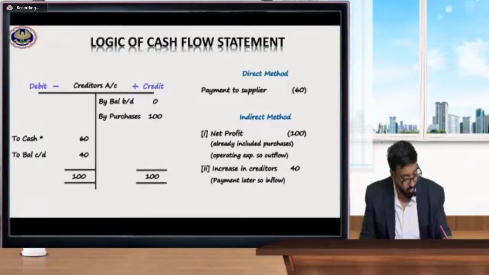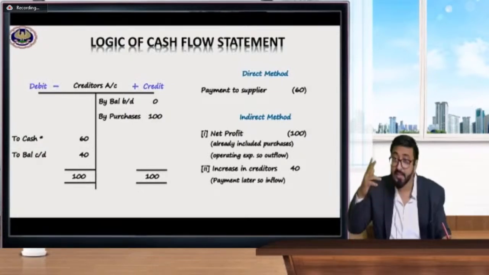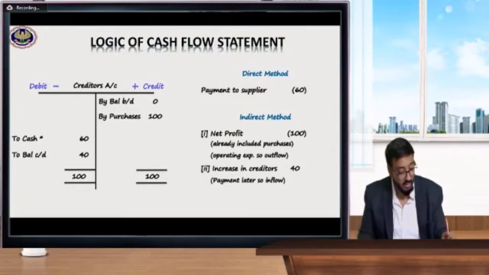Very good. Who wrote this? Ritika Verma. Direct method, we see cash payment. Indirect method, we will focus on net profit and increase in or decrease in creditors. If increase in creditors, it means inflow, and decrease in creditors, it means it's outflow.